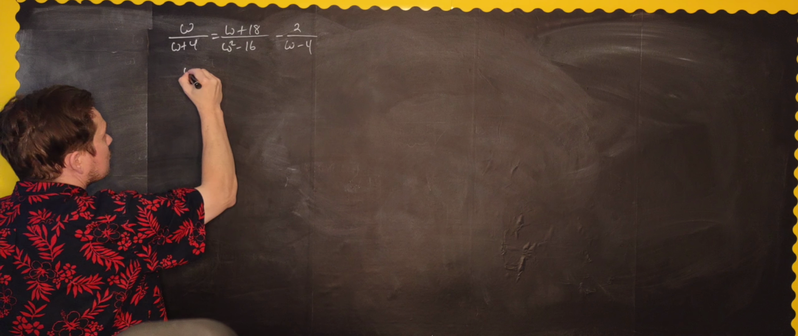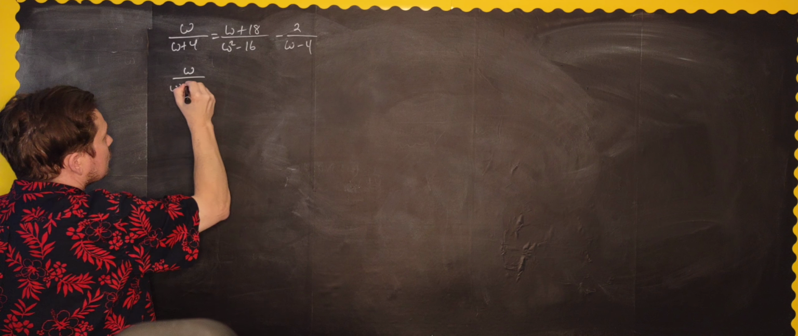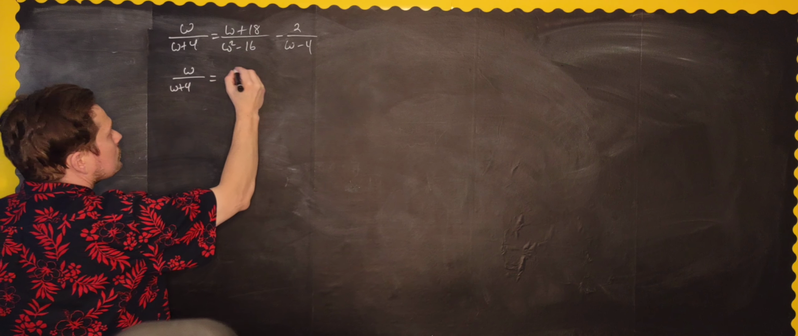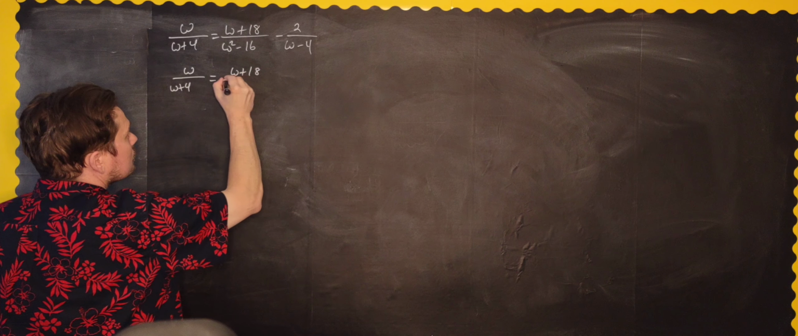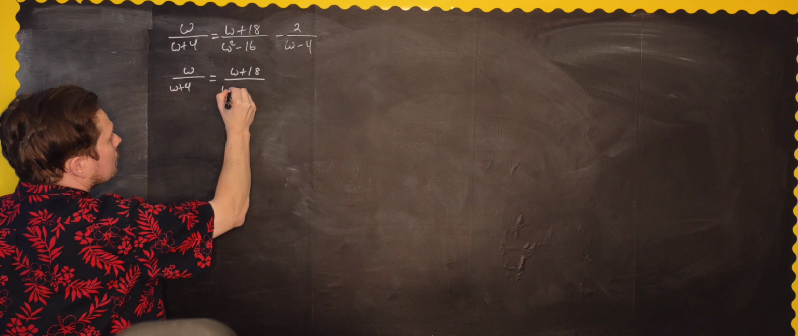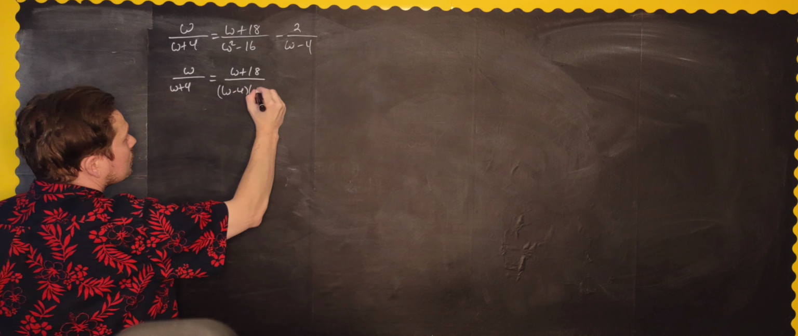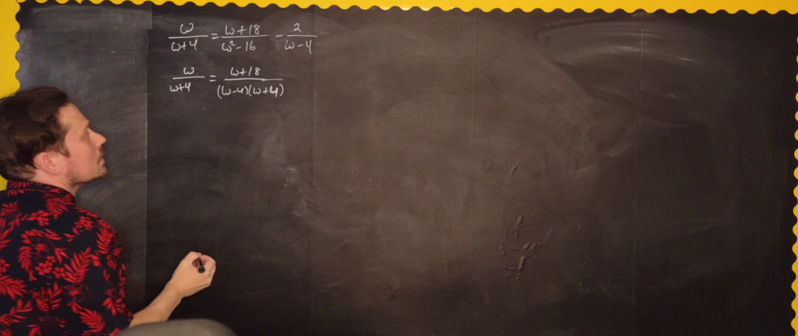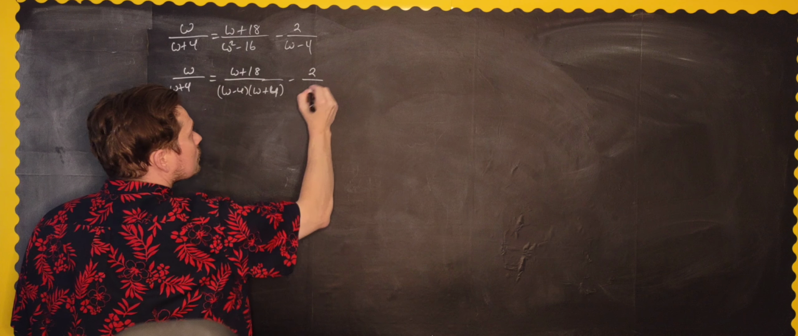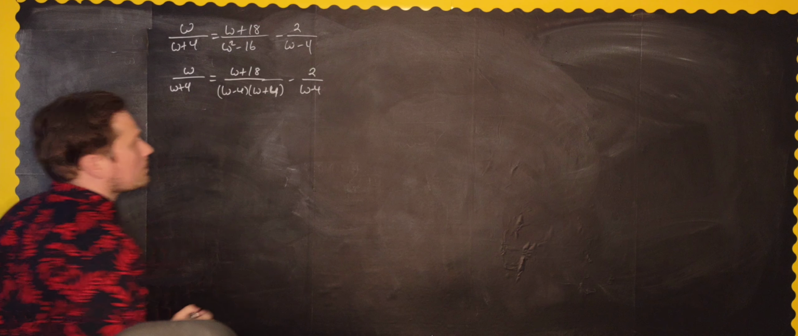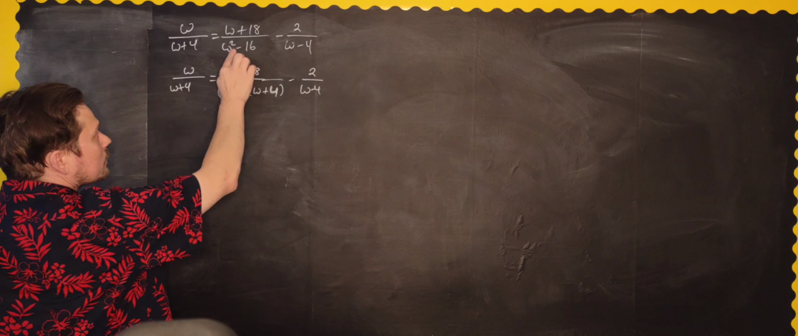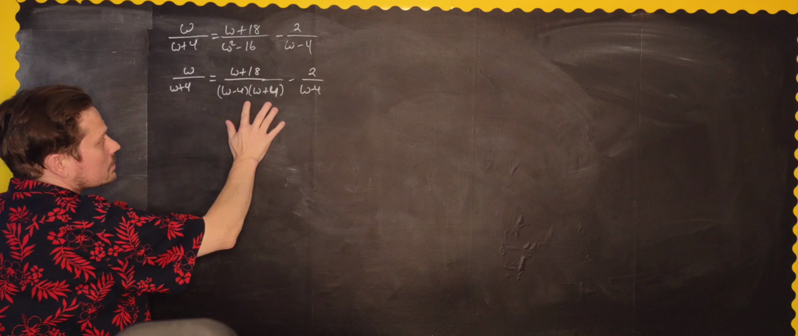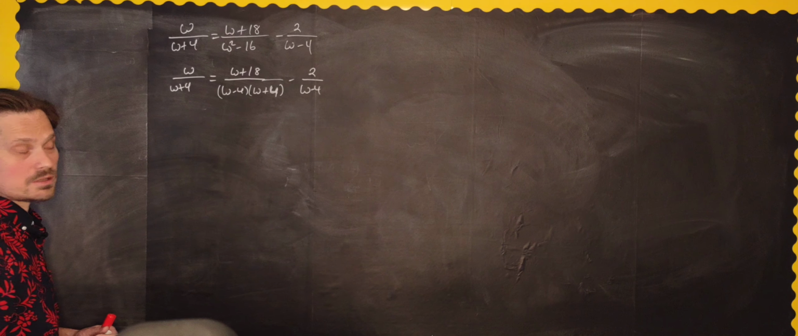So I'm going to write this as w over w plus 4 is equal to w plus 18, divided by w minus 4 and then w plus 4 right here. And then minus 2 over w minus 4. Okay, so what I've done is I factored w squared minus 16 into this product of these two binomials.